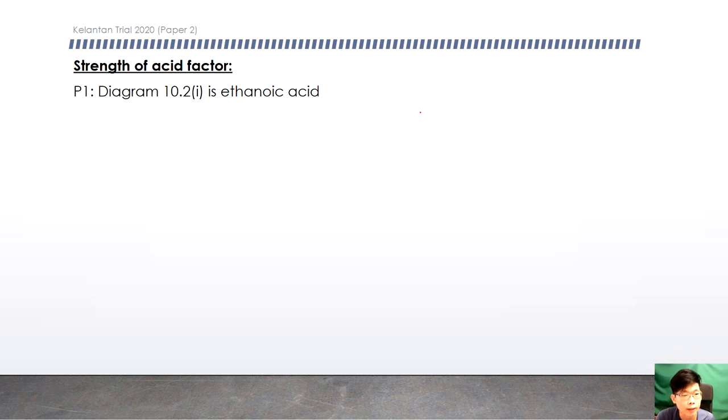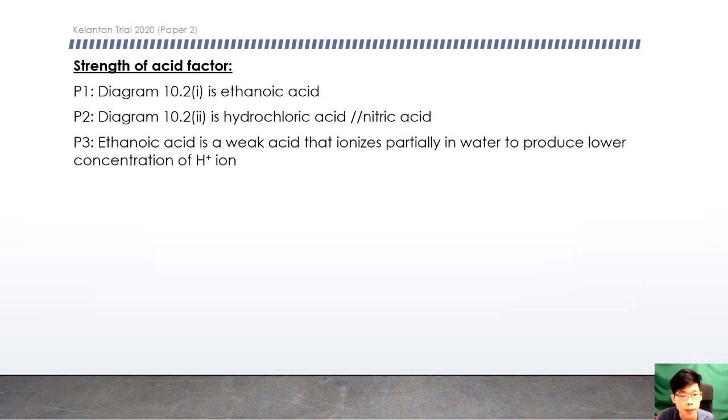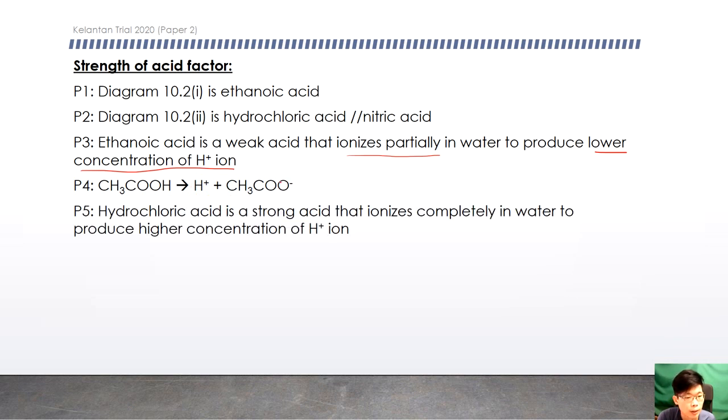So point number one, diagram 10.2, 1 is the ethanoic acid. Then diagram 10.2, 2 is the hydrochloric acid or nitric acid. Okay, so we use the strength of the acid factor. So next, the ethanoic acid is a weak acid that ionizes partially in water, producing a lower concentration of hydrogen ions. So you can write the equation. So it ionizes to form the hydrogen ions and then the ethanoate ions. Hydrochloric acid is a strong acid that ionizes completely in water, producing a high concentration of hydrogen ions.